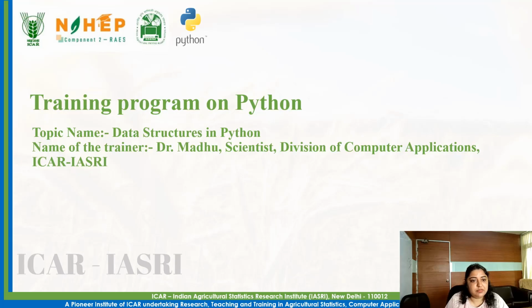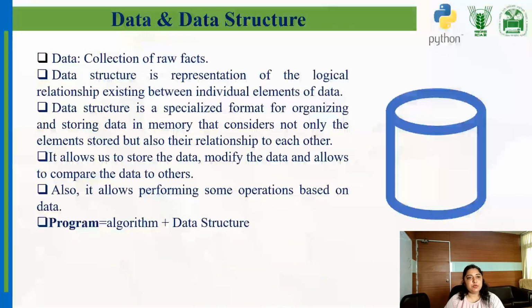Data structure in Python. First of all, what do you mean by data? Data is a collection of raw facts, and data structure is the representation of the logical relationship between these individual elements of data. A data structure is a specialized format for organizing and storing data in memory that considers not only the elements stored but also their relationship to each other.